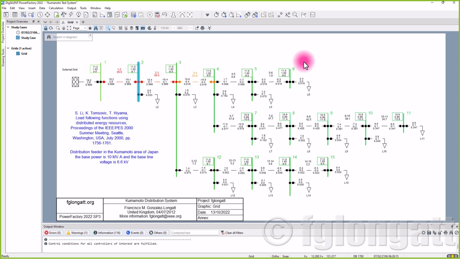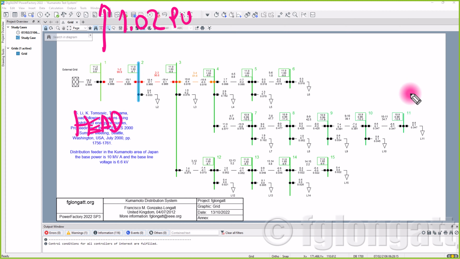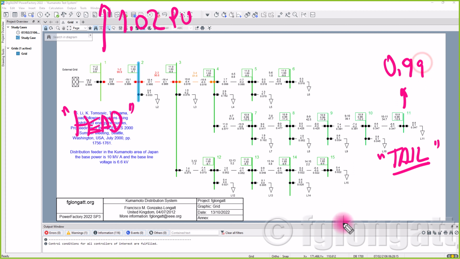you can see how the voltages are changing depending on the location. In a classical distribution system, we usually have very high voltage here at the head of the, let me do it again. Typically, we have high voltages here. You can see 1.02 per unit at the head of the distribution system. And then when we go further, you can see here, we call this the tail, we have lower voltages. This is the tail, this is the head, and here you can see 0.99 per unit. That is a classical situation in distribution systems.